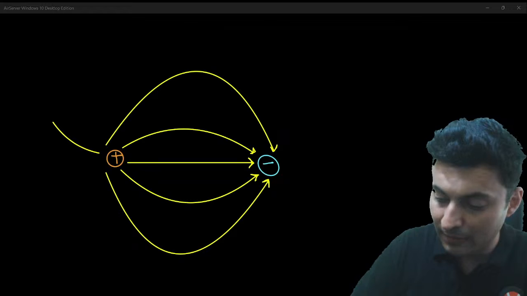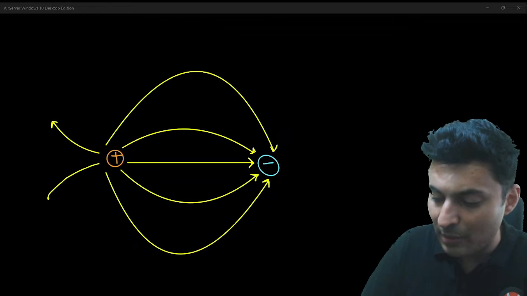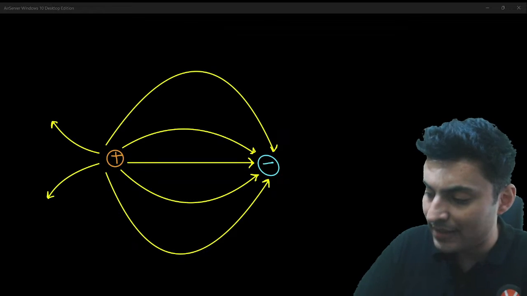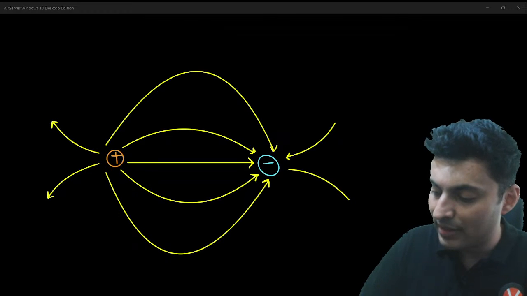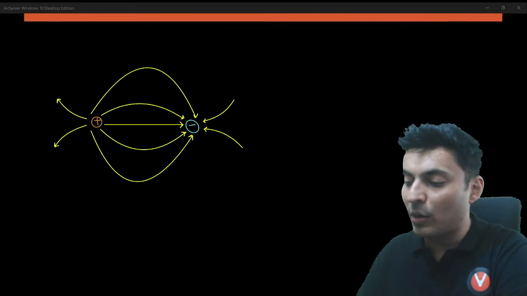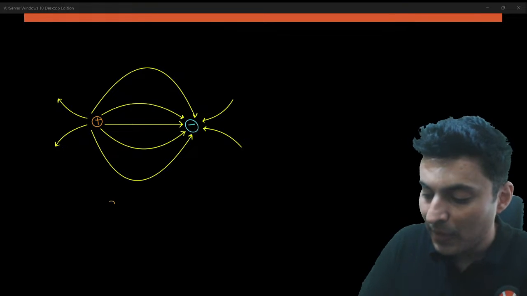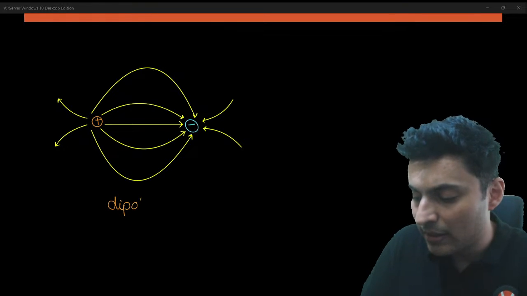When positive and negative charges are kept together, by the way, what is this system called, my dear warriors? When an equal positive and negative charge is placed together, what is it called? That is basically called a dipole. Exactly, it is just called a dipole.